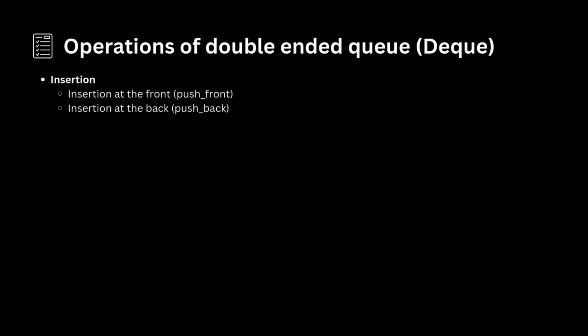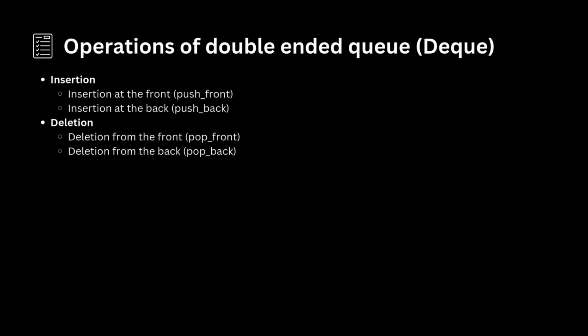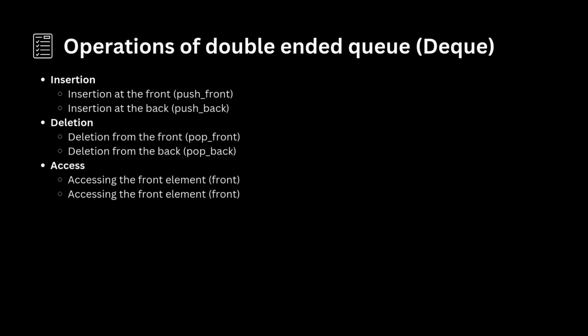A double-ended queue, often abbreviated as Deque, is a data structure that allows insertion and deletion of elements from both front and back. It is similar to a queue, but it allows insertion and deletion at both ends, making it more flexible. Operations supported by Deque are insertion at the front, insertion at the back, deletion from the front, deletion from the back, accessing the front element, accessing the back element.